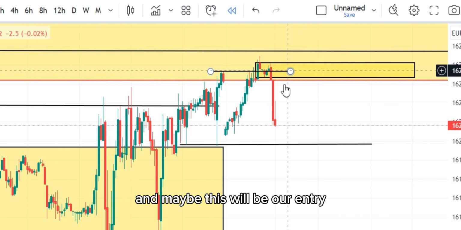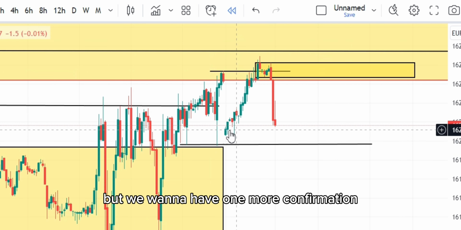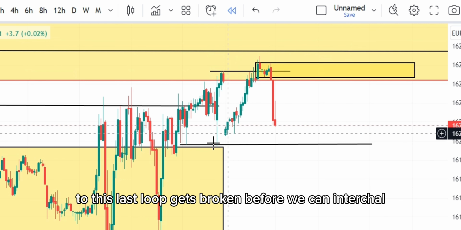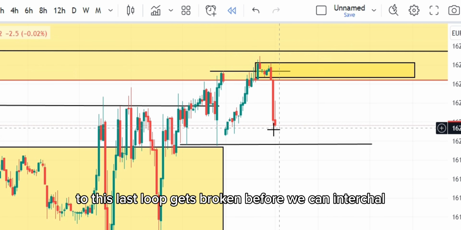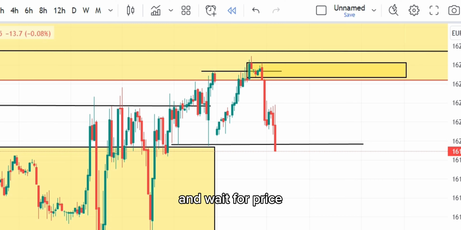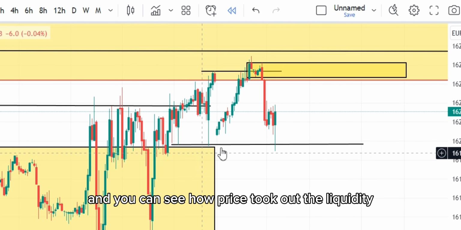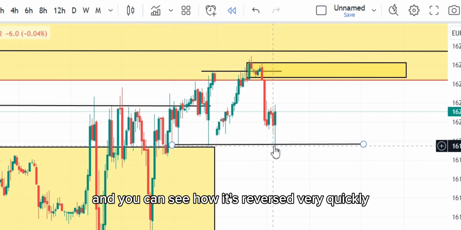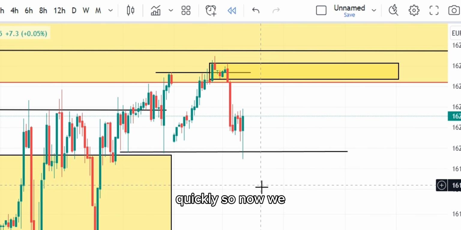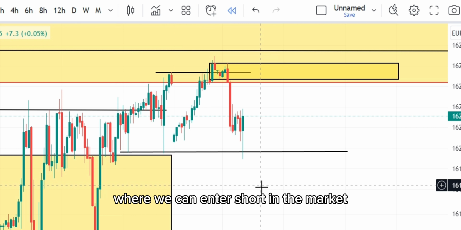and maybe this will be our entry, but we want to have one more confirmation, this last low gets broken, before we can enter short. So let me move forward and wait for price to take out this liquidity right here. And you can see how price took out the liquidity, and you can see how it reversed very quickly. So now we have a confirmation and a scalping setup where we can enter short in the market.